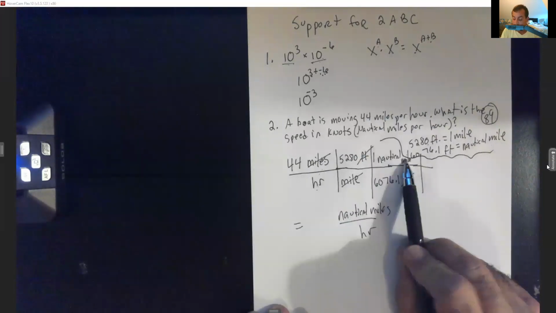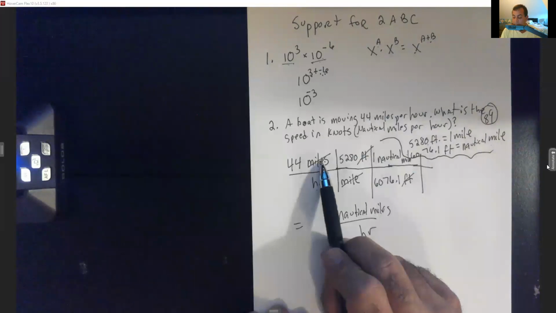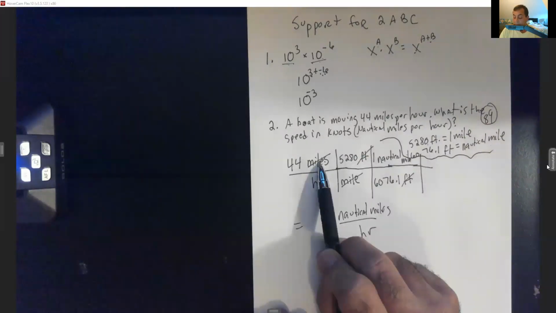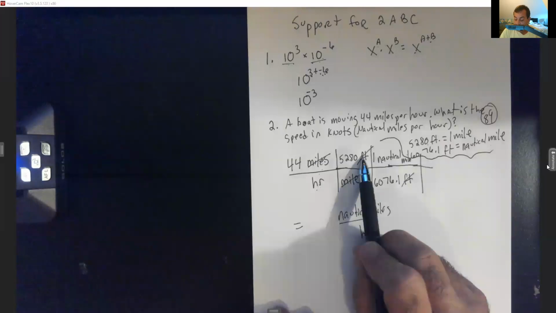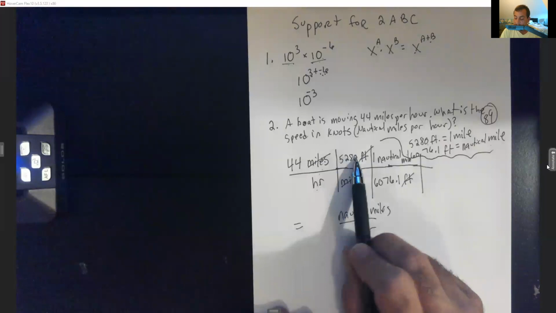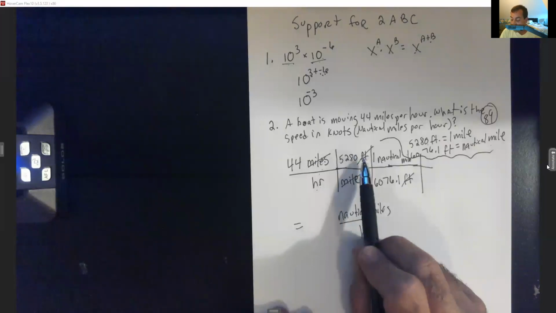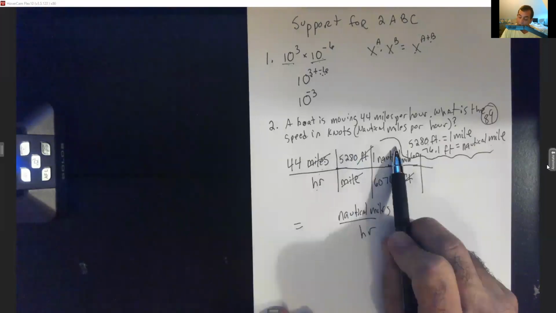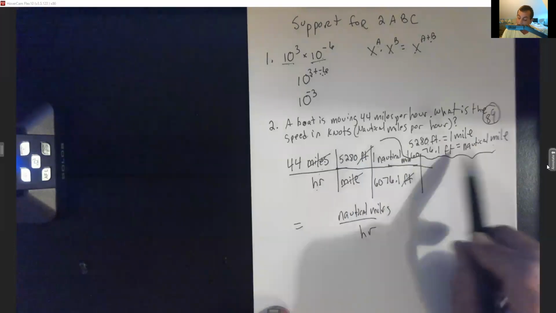So watch what I did. I had miles on top. So I said, well, every mile is that many feet. So the miles canceled. So then I had feet up here, right? So then I said, well, okay, there's this many feet in a nautical mile. That way my feet canceled and my nautical miles are on top.